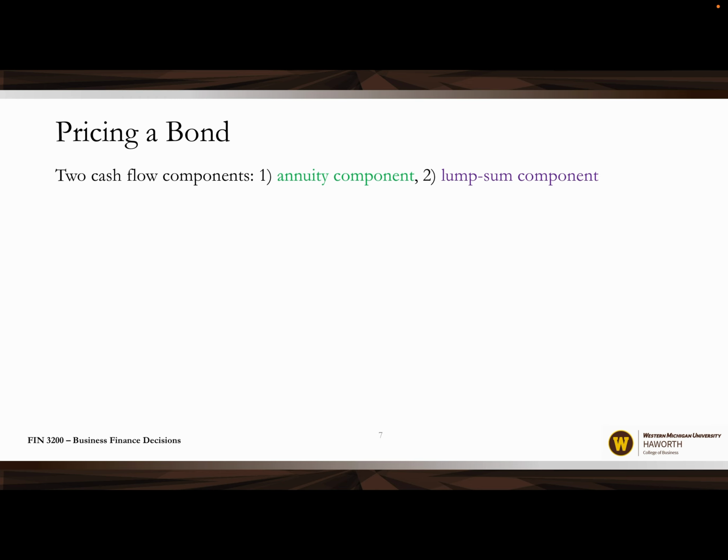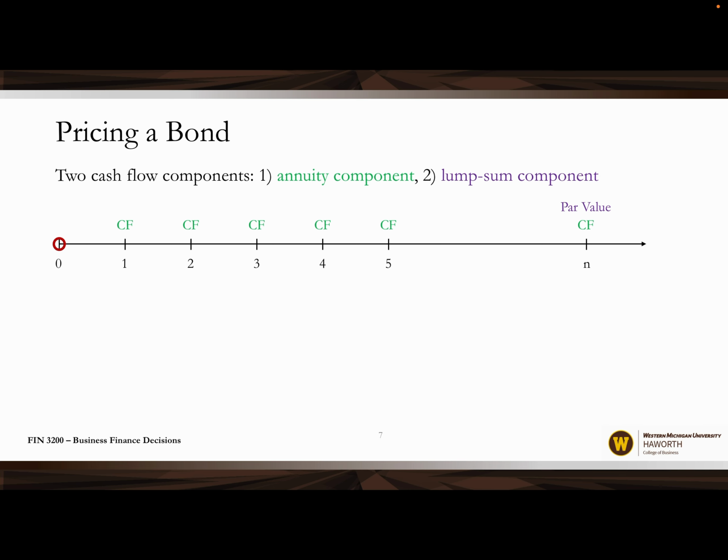Pricing a bond. Okay, so we talked about bonds. Let's talk about bond pricing. As I mentioned in the previous video, the cash flows are the patterns that we already know. We have an annuity component, the coupon payments, and the lump sum component, the par value that investors get when the bond matures. So basically we're going to combine the PVA formula that we learned in topic 3 and the PV formula that we learned in topic 2.